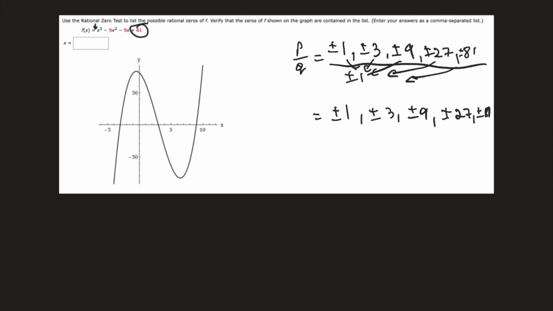Now let's inspect our graph. Notice the first root looks like it's at -3. That is one of the possible roots. The other root looks like it's at 3, which again is one of our possibilities. And the last one is at +9, which again is on the list.